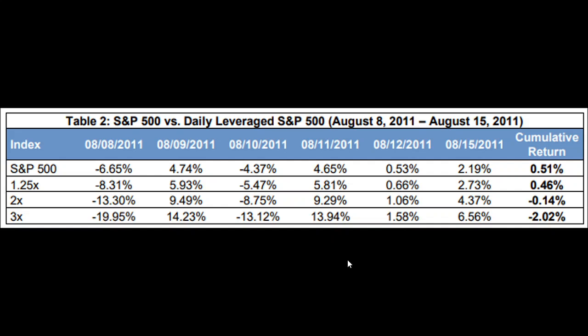The biggest issue with daily leverage is that under a short, volatile time frame, they can hugely lag the underlying. In this case, over this volatile 6 days, we can see that the S&P 500 posted a positive return of about 0.5%, whereas the leverage counterparts all underperformed, and the 3 times leverage even had a negative 2% return. This volatility drag is an issue, but it's not the biggest deal over the long term.